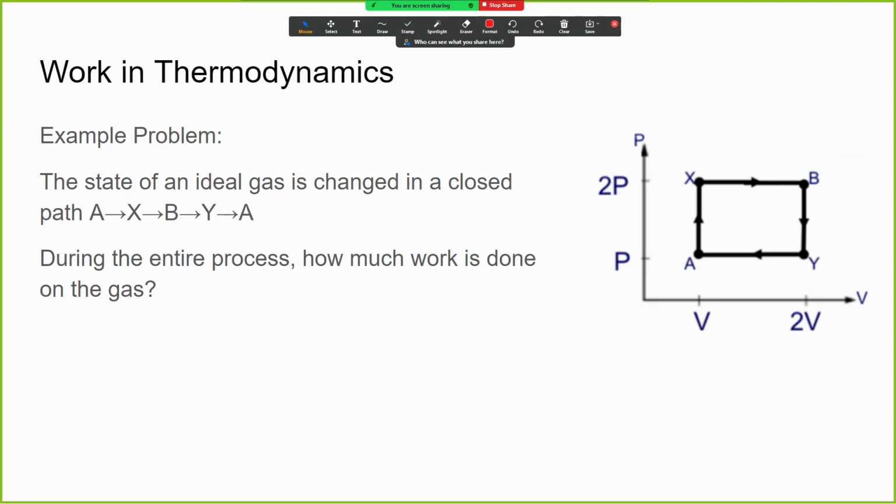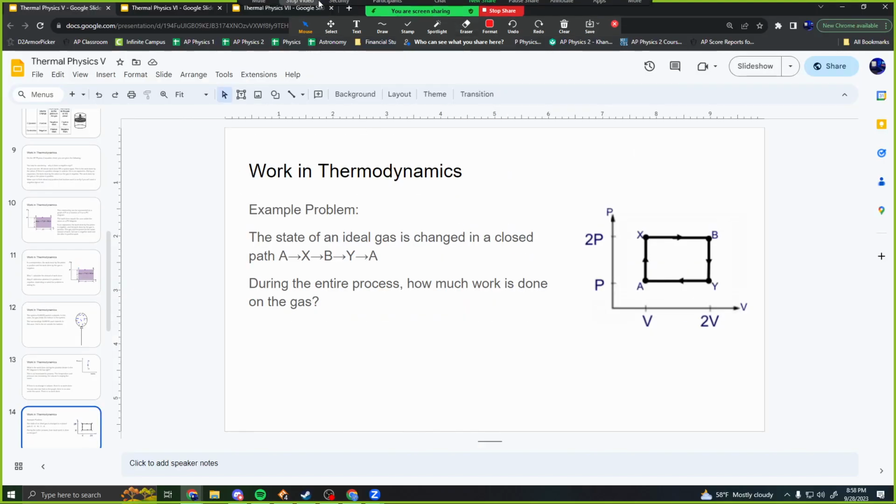So the state of an ideal gas is changed in a closed path from A to X to B to Y to A. So we're trying to figure out during the entire process how much work is done on the gas.